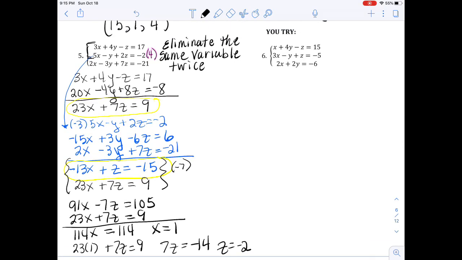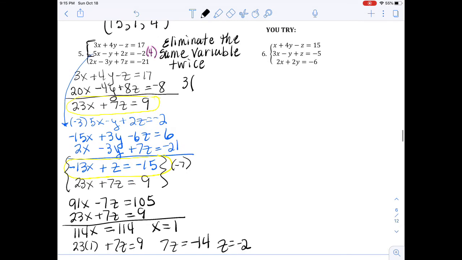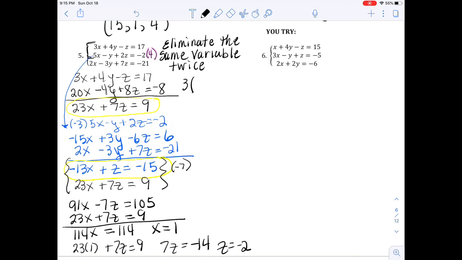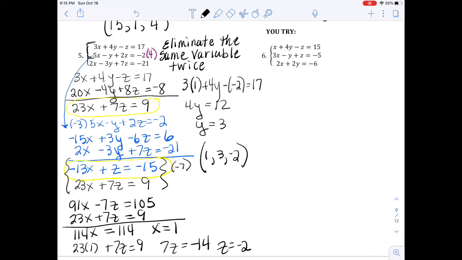And then you're going to go all the way back up to the first equation. So 3 times x, so x was 1, plus 4y minus a negative 2 equals 17. And so we have to solve that. All right, so that's going to be 4y. That's going to be 3 plus 2 is 5. Subtract it from the other side. That's 12. So y is 3. And so my ordered triple is 1, 3, negative 2.